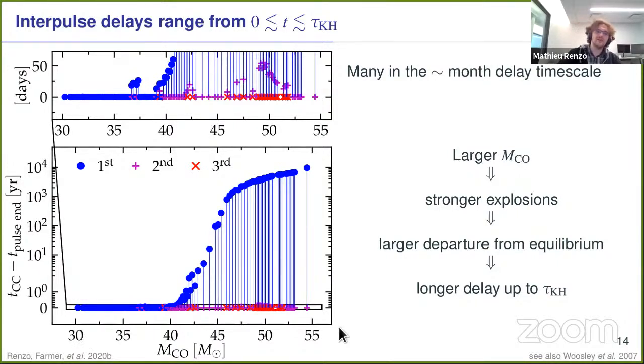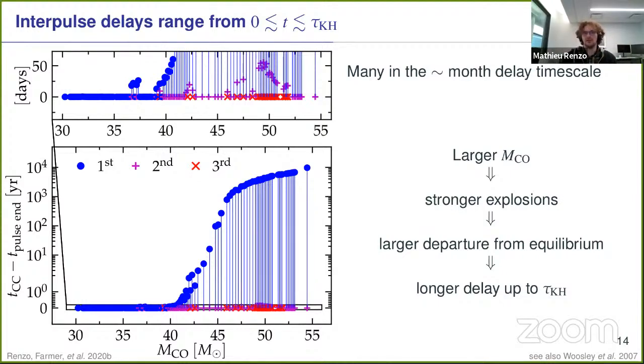And as you can see, there is a very big range that goes from basically no delay to 10 to the 4 years. And not only is there a wide range, but there is a trend here. Bigger cores have longer delay times between the first pulse and the formation of the black hole. This is because bigger cores have bigger explosions that drive them farther away from their equilibrium configuration, and then it takes longer to recover your equilibrium, do a second pulse, and finish your evolution. And in particular, the upper limit here is about 10 to the 4 years, and that corresponds roughly to the Kelvin-Helmholtz timescale of these stars.